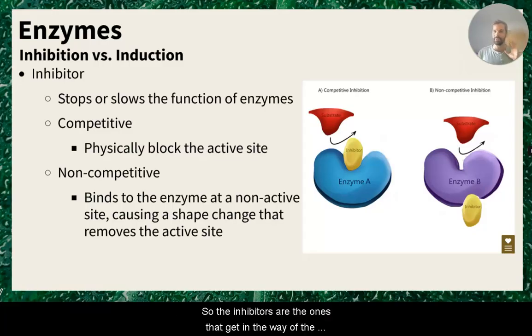So the inhibitors are the ones that get in the way of the enzyme's normal function. They can do this by completely blocking the active site, like maybe they have a similar structure to the substrate, so they're able to bond with the active site itself. Or they can do this in a non-competitive way by binding not to the active site, but changing the shape of the enzyme to where the active site isn't really usable, the substrate doesn't fit anymore. But either way, an inhibitor is another substance that interacts with the enzyme in a way that keeps it from doing its enzyme thing.